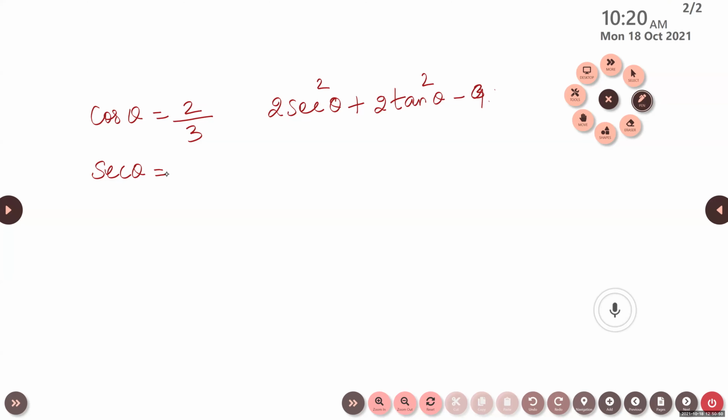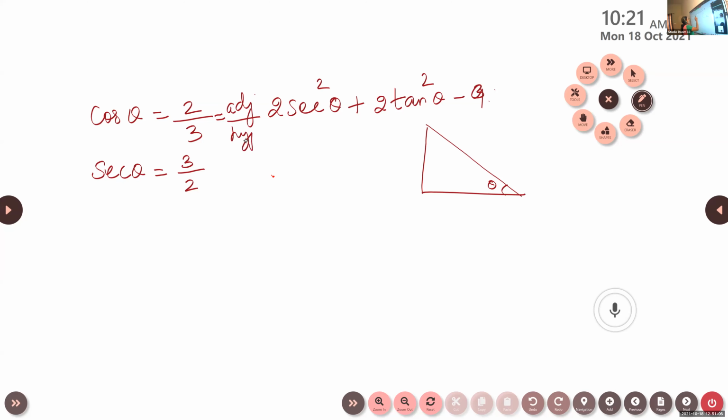Sec is 3 by 2. Yes, it is the reciprocal. We can draw the figure. Cos theta, what's the definition of cos? Adjacent by hypotenuse. So adjacent side is 2, hypotenuse is 3. What will be the opposite side? Opposite side will be root of hypotenuse square minus base square. So it is root of 9 minus 4, which is root 5.